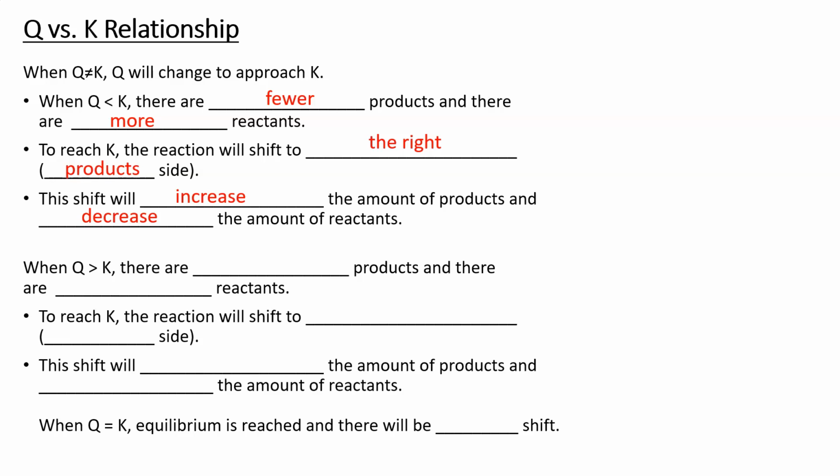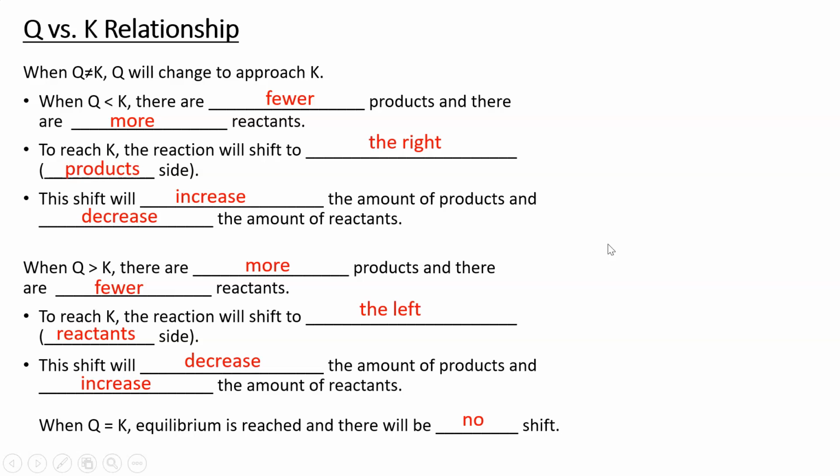So when Q is greater than K, we're going to see just the opposite. We have more products and there are fewer reactants. To reach K, the reaction will shift to the left, and that means it's going to shift to the reactant side. The shift is going to decrease the amount of products, and it's going to increase the amount of reactants. Then, when Q is equal to K, equilibrium is reached. There will be no shift in the amount of reactants and products.